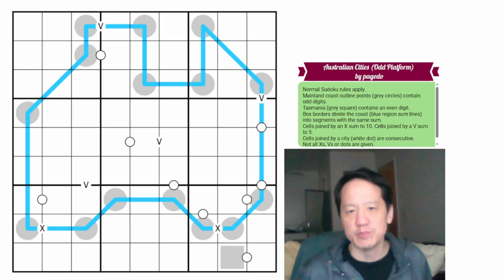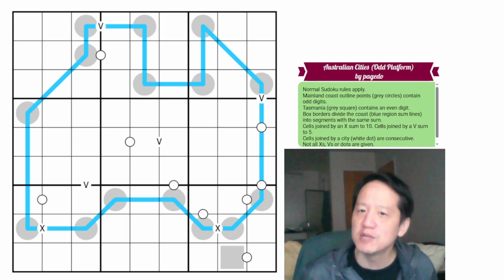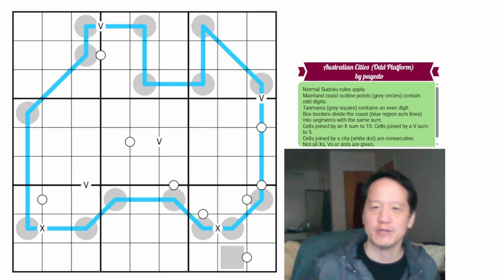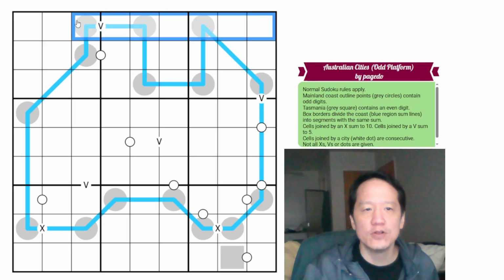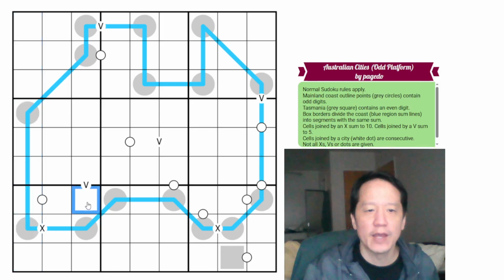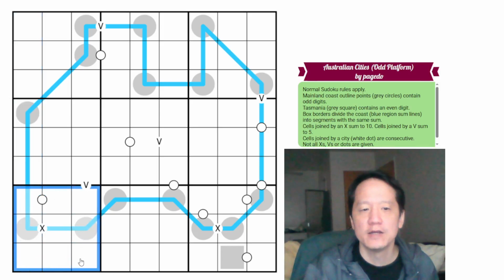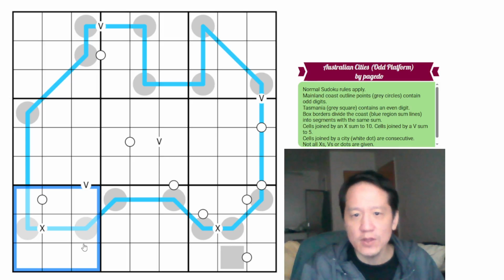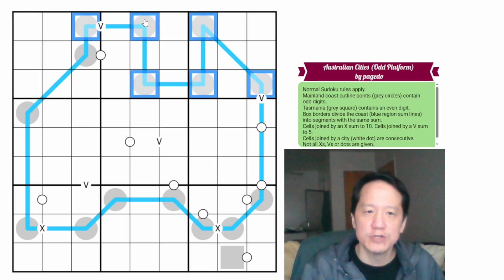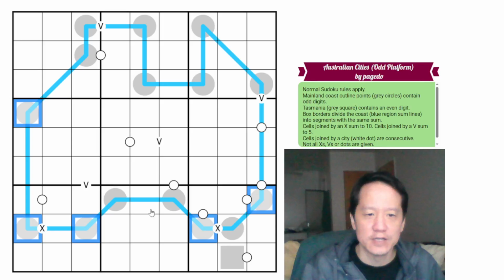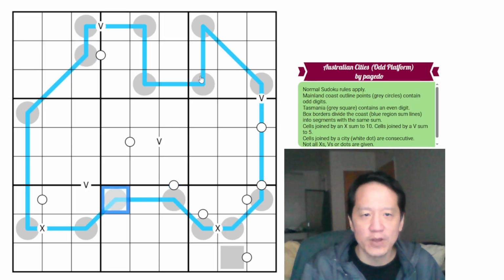Today's puzzle, a very easy puzzle, is called Australian Cities, Odd Platform, and it's by Pagedo or Pagido. I'm not sure how to pronounce it. And here are the rules. Normal Sudoku rules apply, which means fill every row, column, and box with the digits 1 through 9 without repeats. The mainland coast outline points, the gray circles, contain odd digits. So all these gray circles are essentially odd digits.